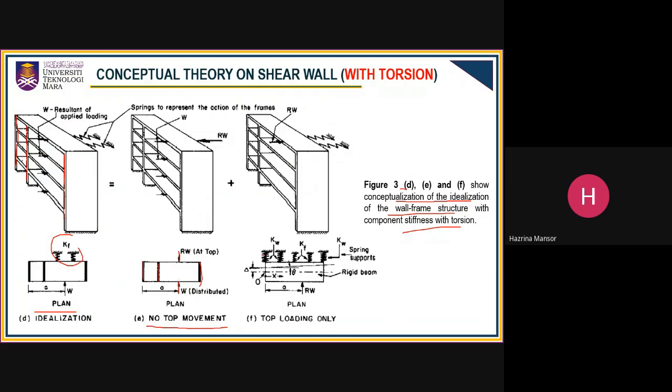After that, you need to add the full structure system, where this represents the rigid frames, and here is the origin, 0. In this particular case, you have Kw and Kf, where Kw represents the wall stiffness and Kf represents the frame stiffness. And here the structure only considers the top loading.